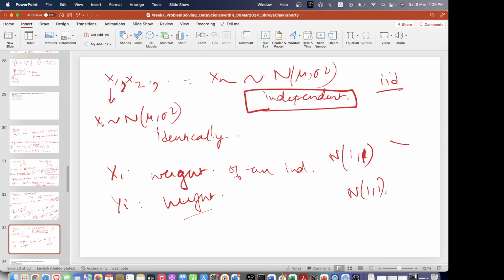But in this case it will not work because usually your weight is dependent on height. But if it happens that this variable and this variable are totally independent, then we can say that these are independent and identically distributed. So height and weight is not a good example. Let me give another example.